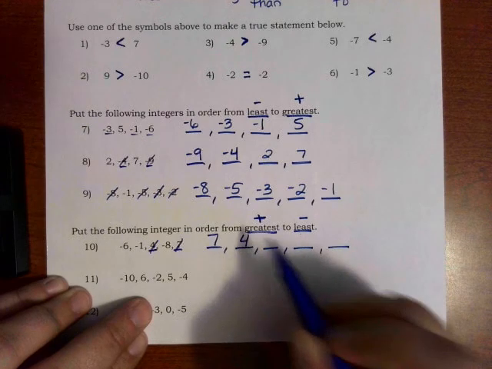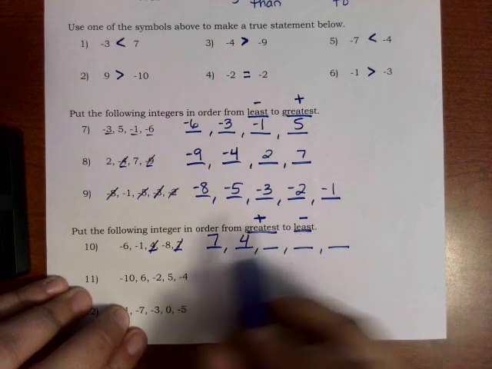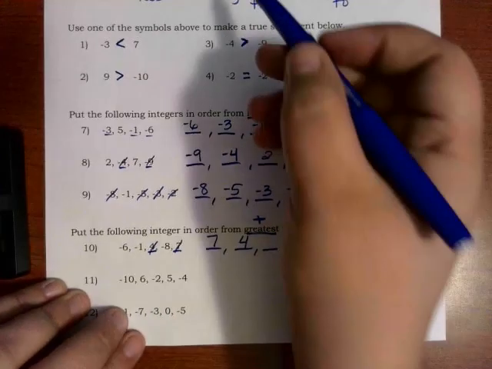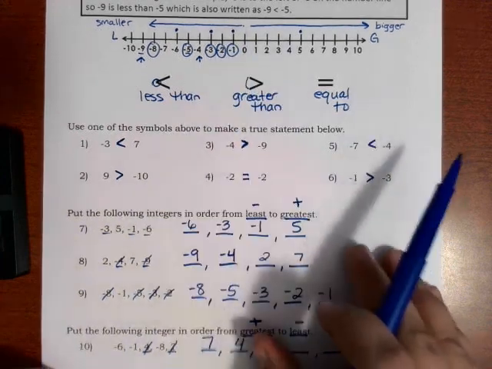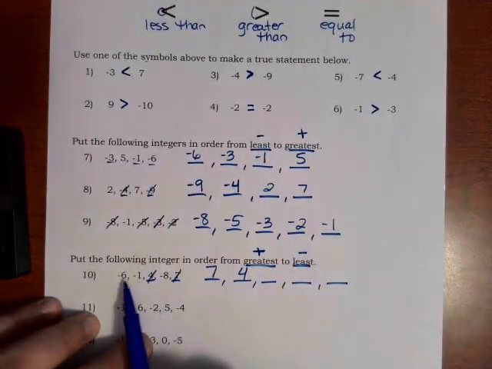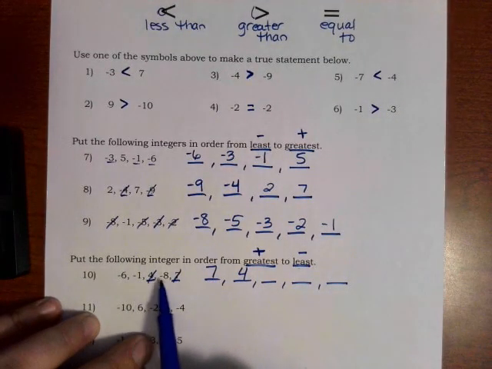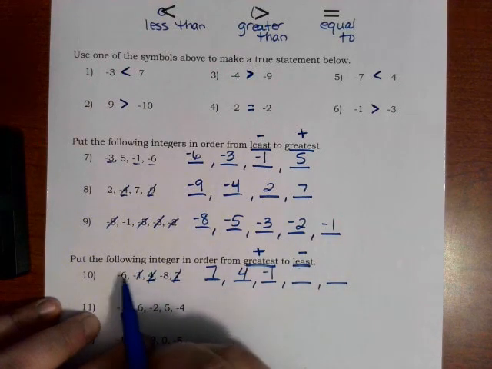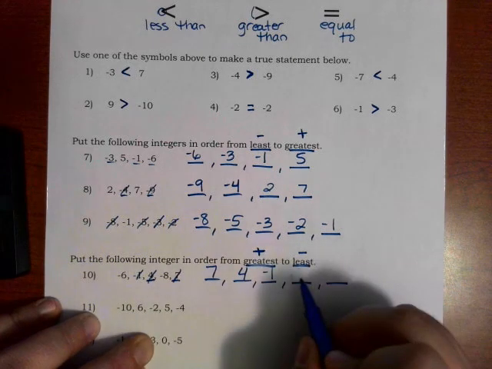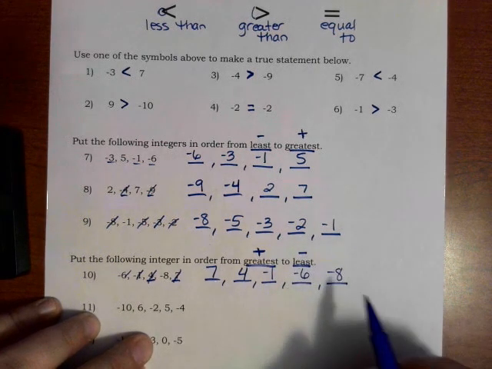All right, now we're going greatest to least with my negatives. So the greatest value, remember up here, is the one closest to 0. So which one of these would be closest to 0? -1. All right, which one of these would be closest to 0 next? -6. And then leaving us with -8.